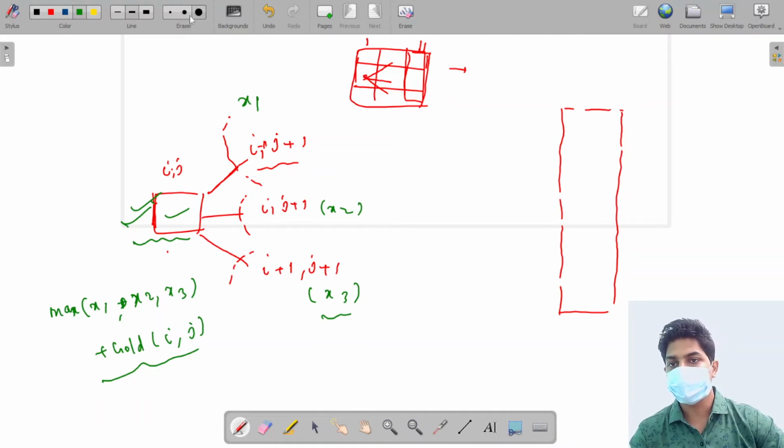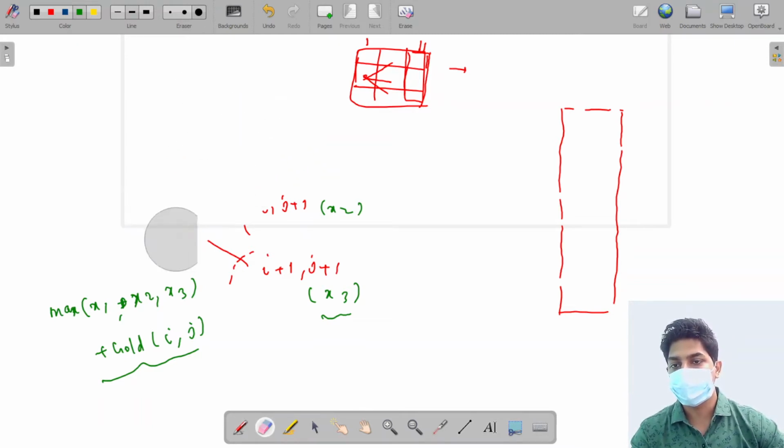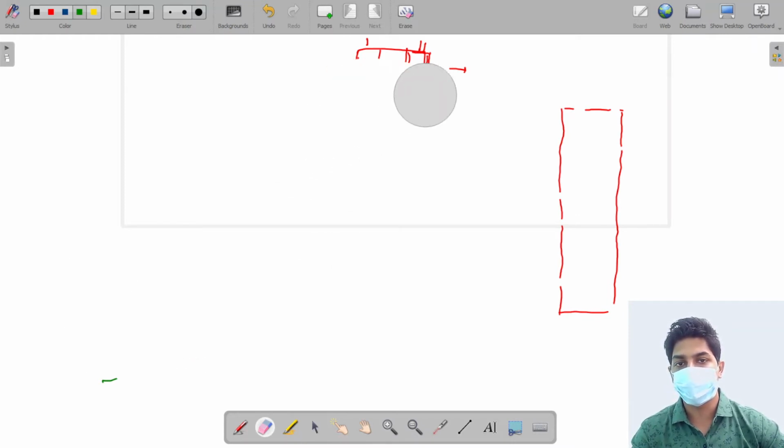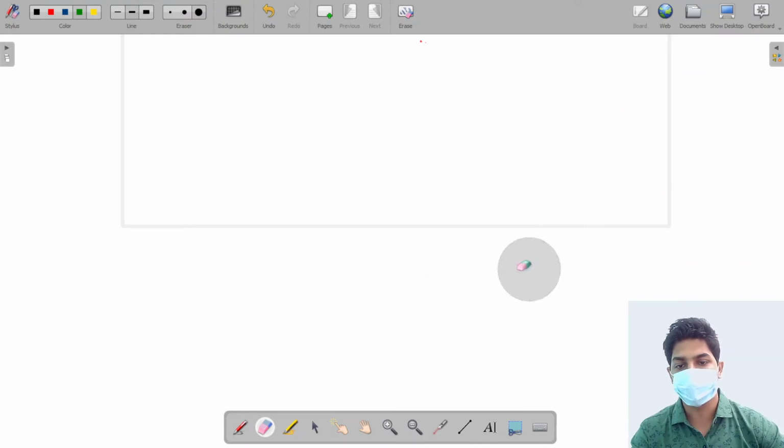Now let's do a dry run and see how we can solve this particular problem. If we use tabulation, how can we solve this problem? Let's see that.